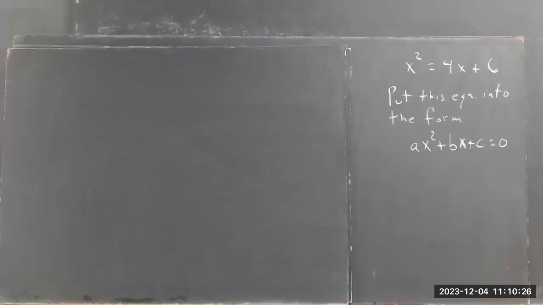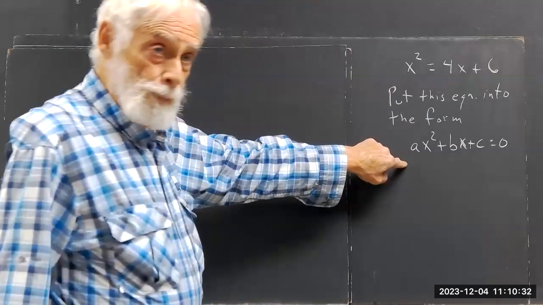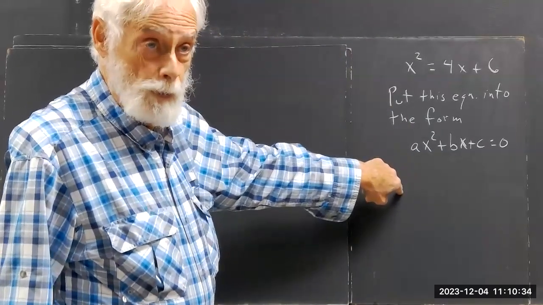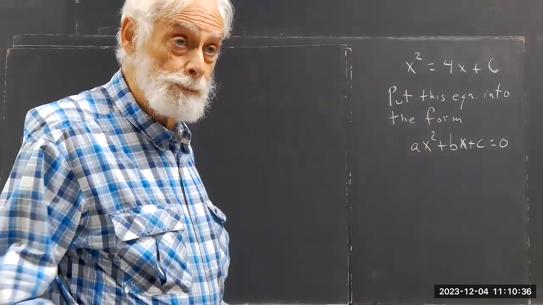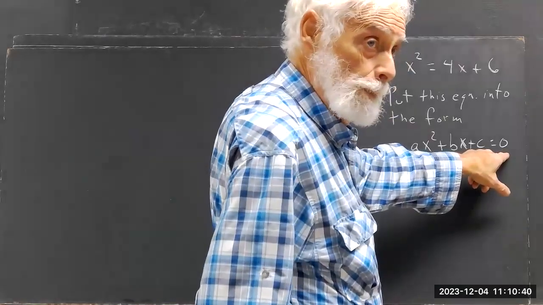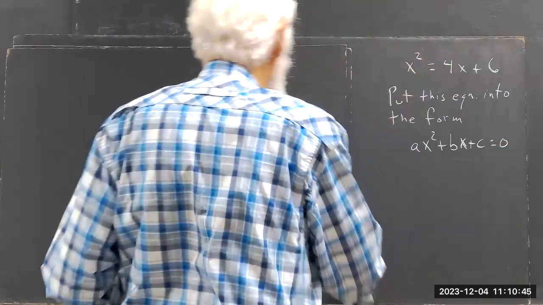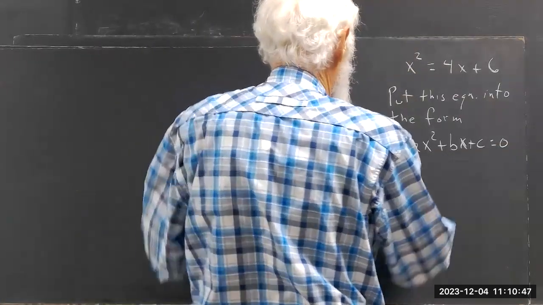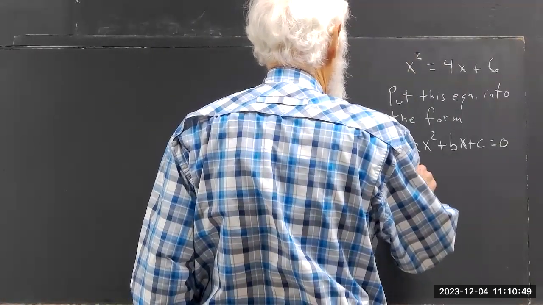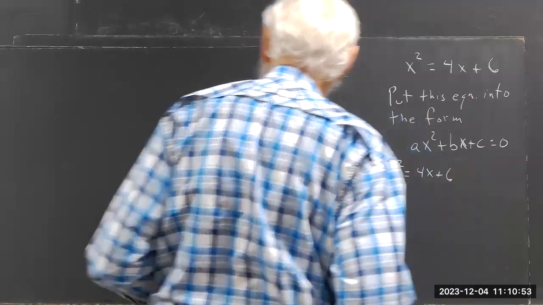Okay, so to put this into this form so you can apply the quadratic formula, which you know how to do, we have to have a zero over here, and we have to do this by valid mathematical operations. So the way we do it is, first, let's just write it out again. x squared equals 4x plus 6.